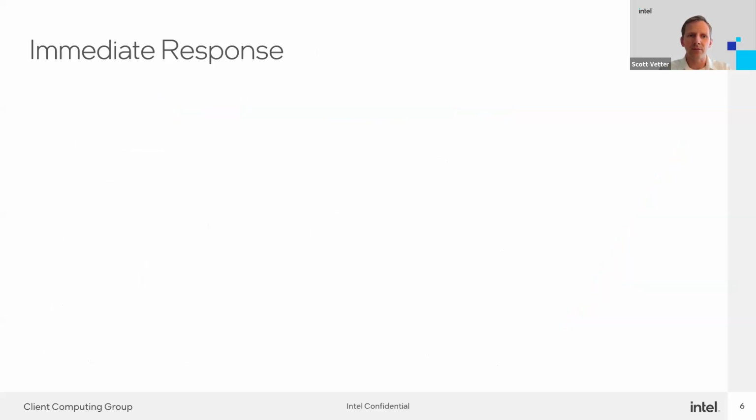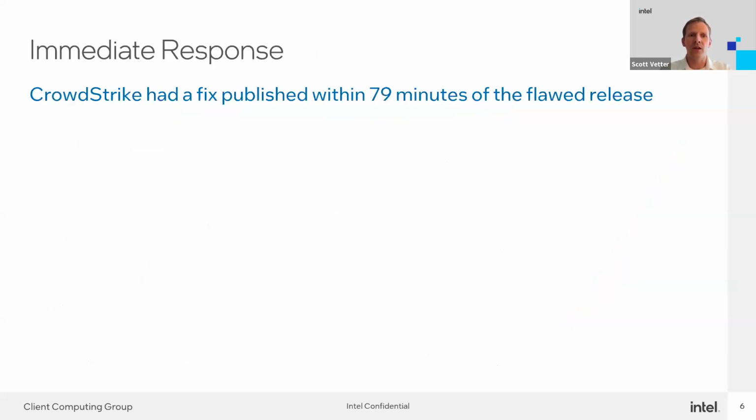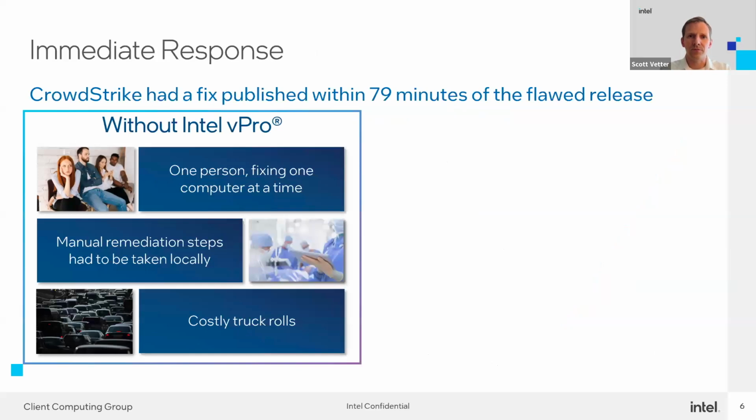So what happened? Well, first, there was an immediate response. The good news was that CrowdStrike had a fix published within the first 79 minutes of the flawed release. But there was a problem. For those without Intel vPro and our AMT and Emma feature set, it was very labor intensive to fix. It was one person fixing one computer at a time. The manual remediation steps required that you had physical access to the device, and it resulted in a lot of costly engagement with IT. And we say costly truck rolls here, that's when IT has to go and physically drive to the end user and fix it.